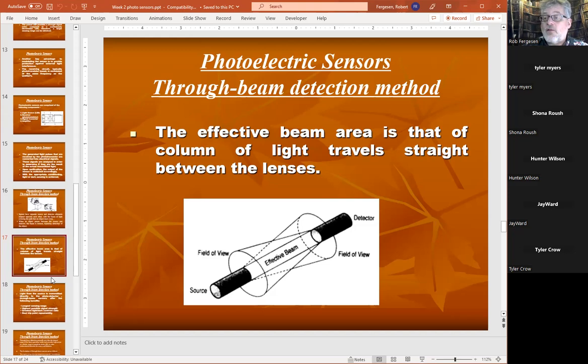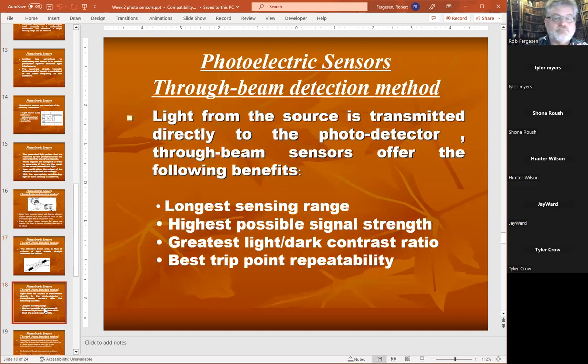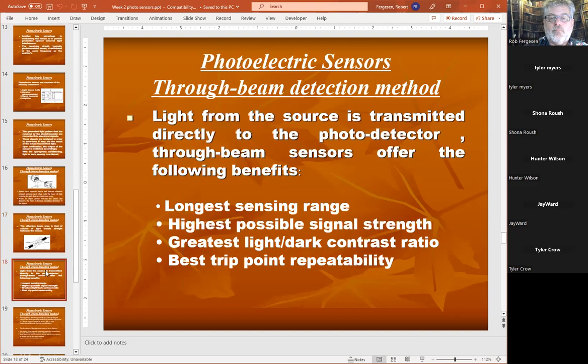And we're going to be playing around in the lab with very long distances and see how we can just manually line them up and get those signals to turn on. So the through beam have the longest sensing range, highest possible signal strength, the greatest light-dark contrast ratio, and they're the best trip point repeatability. In other words, you want a robot to come pick up an object, you probably want a through beam detector to tell you that that object's precisely at one particular point.